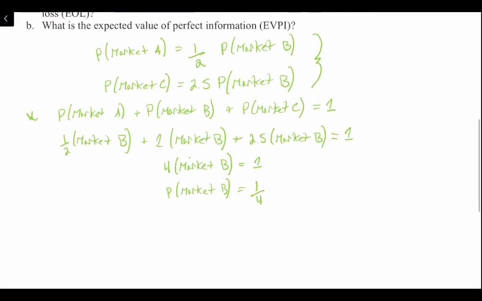Which means that market A, if market A is equal to 1/2 of market B, then that means that market A is equal to 1/2 times 1/4, which gives us 1/8 or 0.125.